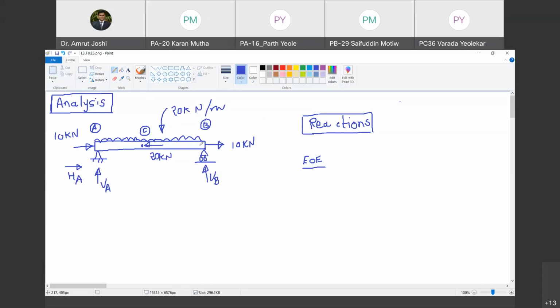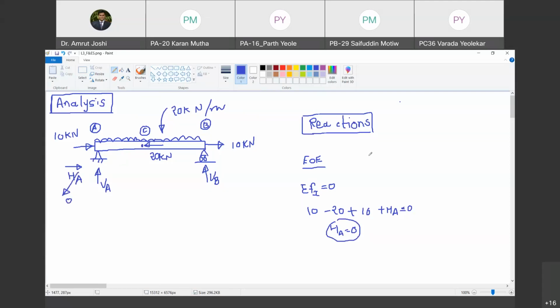Okay, so to this free body diagram, now I'm going to apply equations of equilibrium. If I apply summation Fx equal to 0, what do I get? So it is 10 minus 20 plus 10. Do you agree? Plus HA. This must be equal to 0. So we get HA equal to 0. Happy? Yes, sir. So this is the first part. HA turns out to be 0.